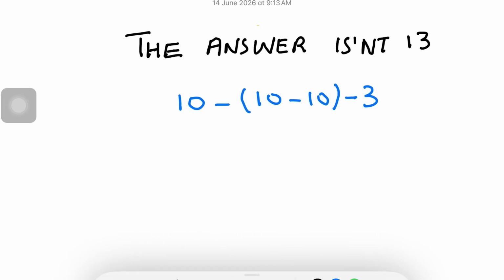Academy. In this video we are discussing the example based on order of operation. Here you can see in the title the answer is not 13. So how do we get the answer 13?